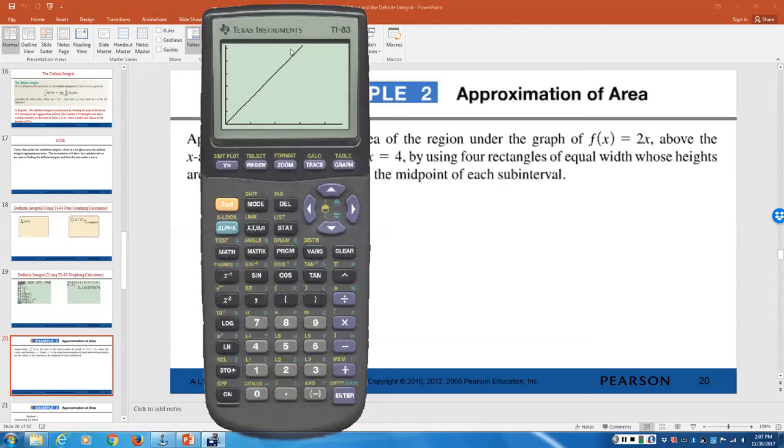And then to find out what the value of that function is at 2, I could get the calculator to tell me, but since it's 2x, what's 2 times 2? 4, okay? So let's do this. Let's talk geometry side, and then we'll talk calculus side.